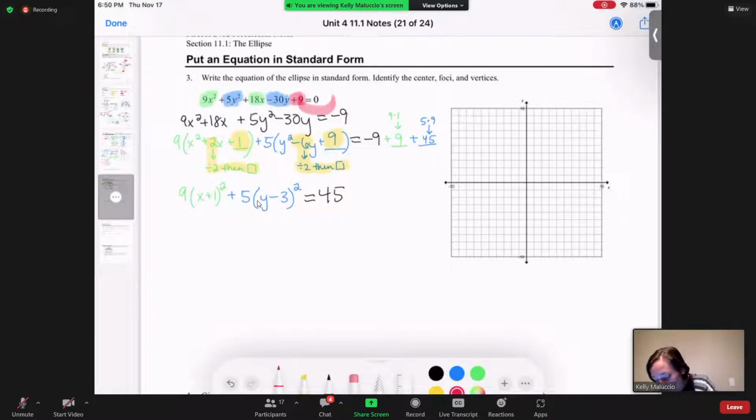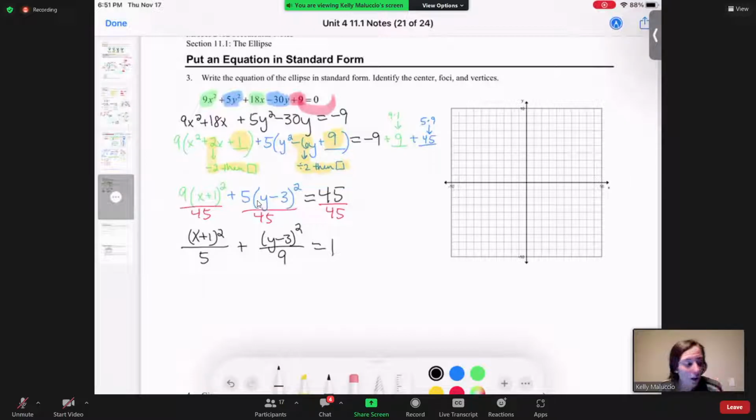Okay, so now remember, I want this to be an ellipse. So I want to divide everything by 45. I didn't need to write this 3 times, but we're dividing everything by 45. So what we're going to get is, on this side, 9 over 45 is 1 over 5. So it's (x plus 1) squared divided by 5. Then I get 5 over 45, which is 1 over 9, right? So (y minus 3) squared over 9 equals 1.